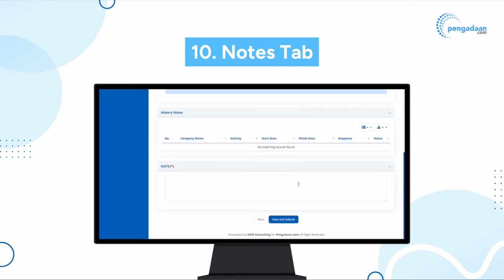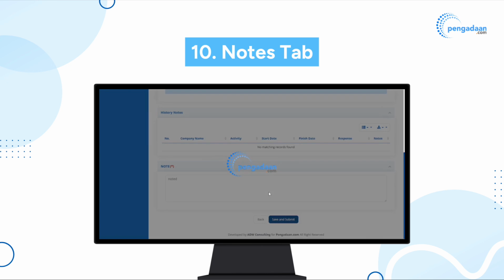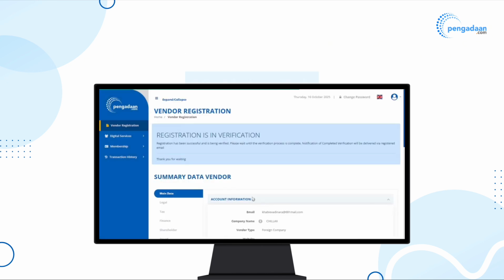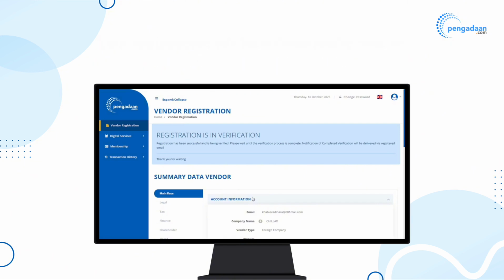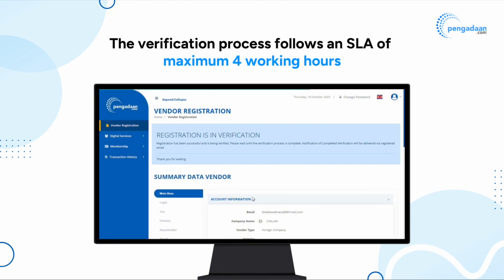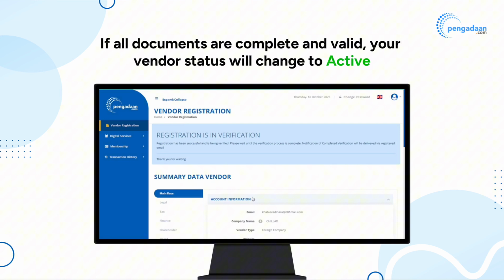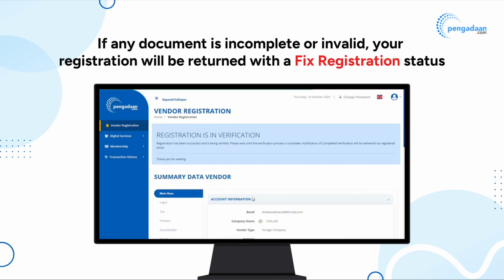10. Notes tab. Enter any additional information or remarks in this section. Click Save and Submit when finished. Your registration will be automatically sent to the verification support team. The verification process follows an SLA of maximum 4 working hours, during which our team will review the completeness and eligibility of your documents. If all documents are complete and valid, your vendor status will change to active. If any document is incomplete or invalid, your registration will be returned with a fixed registration status, along with notes that must be corrected and re-uploaded before re-verification.